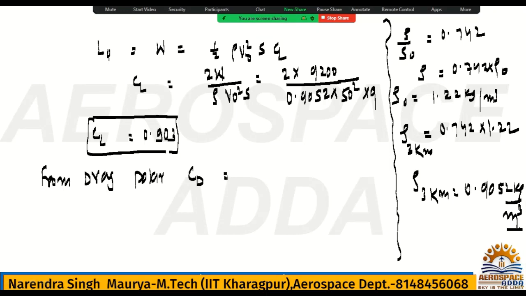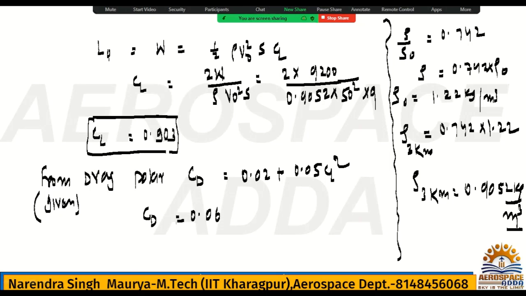Then from the drag polar, what is the CD? Please check the CD value. It is nothing but 0.02 plus 0.05 CL square. Please calculate this CD. This drag polar they have given. This is a given value, in the problem itself. Now if you calculate CD, how much do you get? Plus 0.02, I am getting 0.06. Hope you are also getting 0.0608. Very good. Yes, correct.